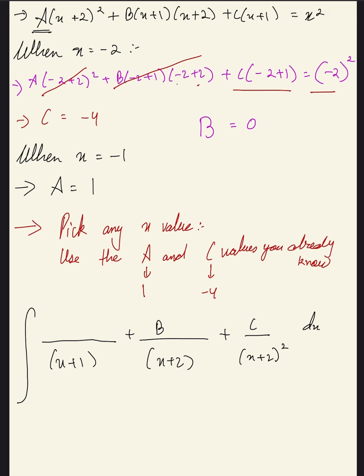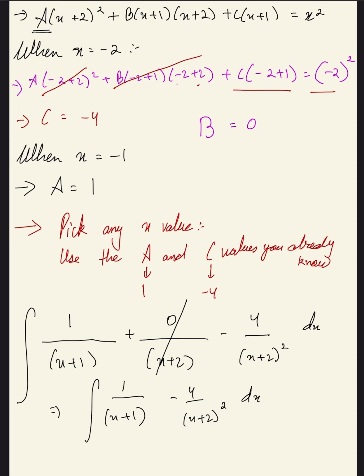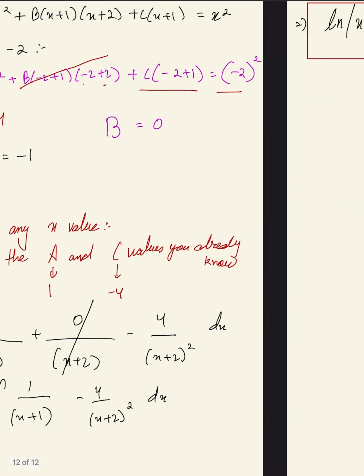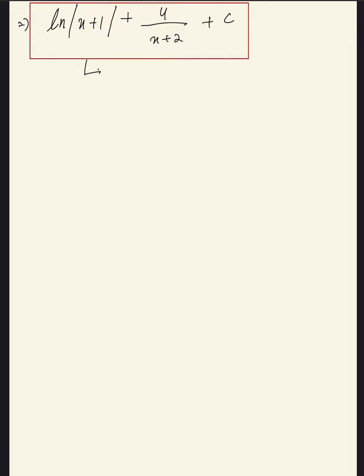So for A, we have 1. For B, we have 0, so the whole thing cancels out. For C, we have -4. So C is -4, and solving this integral, we'll have this thing. It's pretty easy to solve.